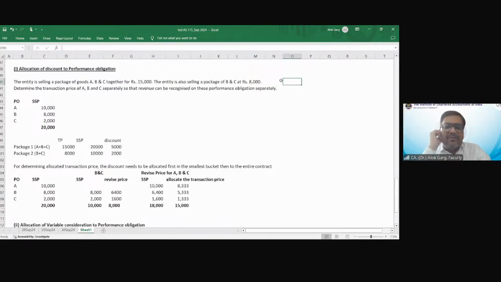Abrikesh, there are two aspects to it. If the standalone selling price of A had not been given, then you could opt for the residual approach, right? You could use the residual approach: from B and C's 8,000 rupees, the value of A would be 7,000 rupees, right? In this case, the entity selling product A individually sells it at 10,000 rupees, and the entity selling B and C in combo sells it at 8,000 rupees, right?